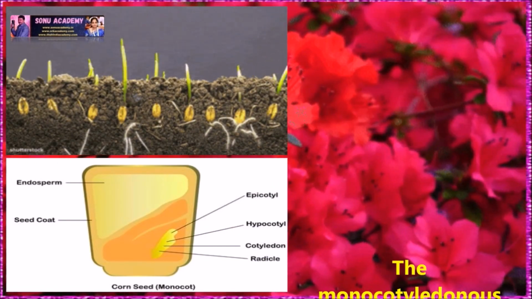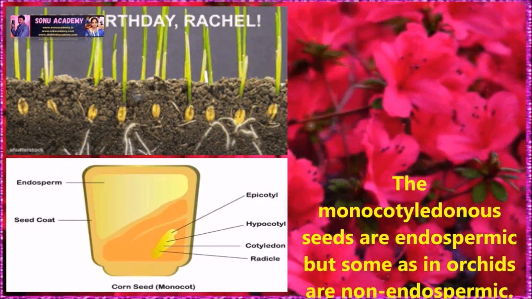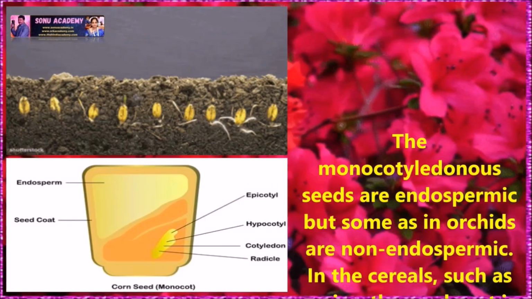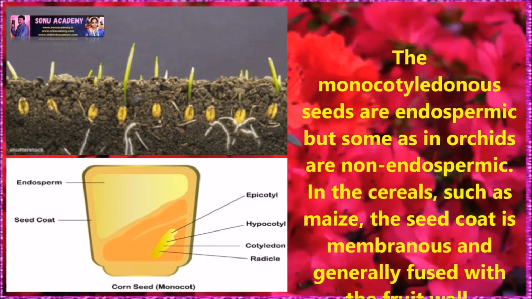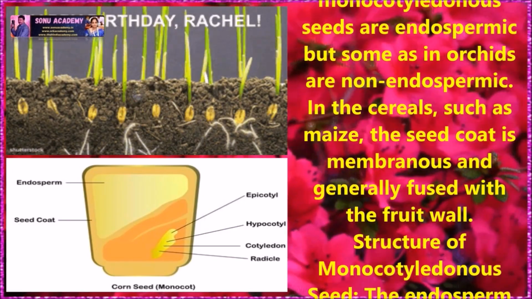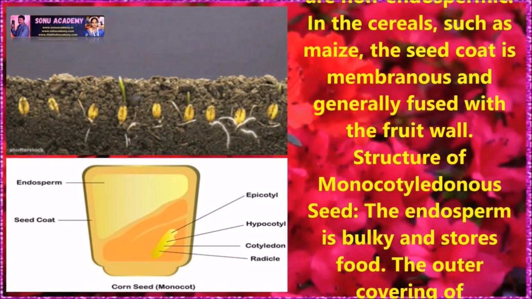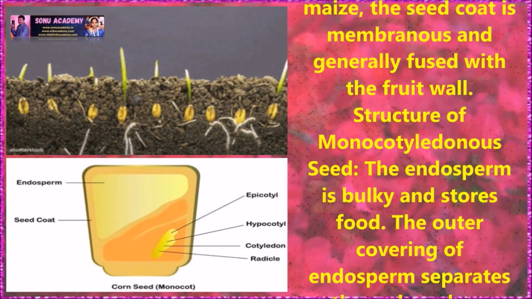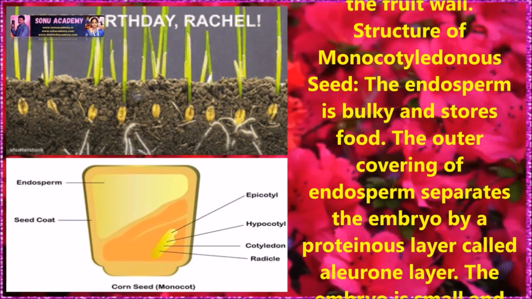Now let us discuss monocotyledonous seeds. The monocotyledonous seeds are endospermic, but some, like those in orchids, are non-endospermic. In the cereals such as maize, the seed coat is membranous and generally fused with the fruit wall. Let us discuss the structure of monocotyledonous seeds. In monocotyledonous seeds, the endosperm is bulky and stores food.